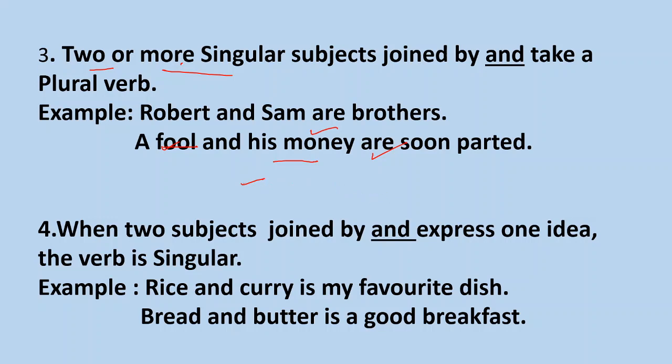Now rice is a subject, curry is a subject. They are joined by and, isn't it? Now here the verb is "is". Why? Because they are giving one idea, that is, rice and curry together you eat. It is my favorite dish. That is giving one idea.